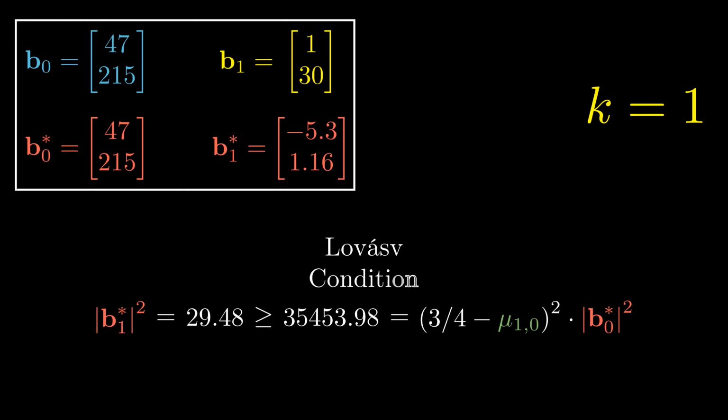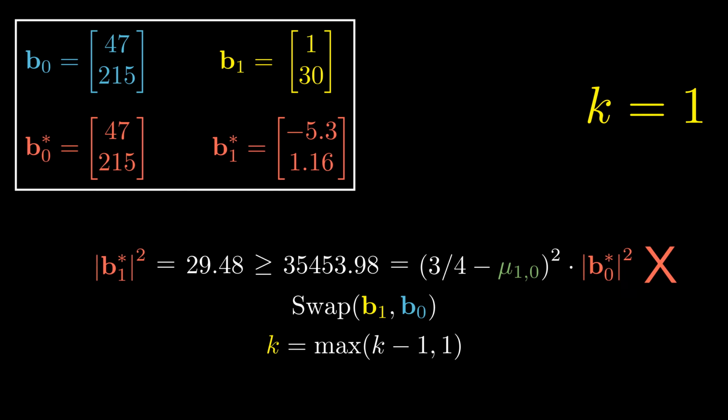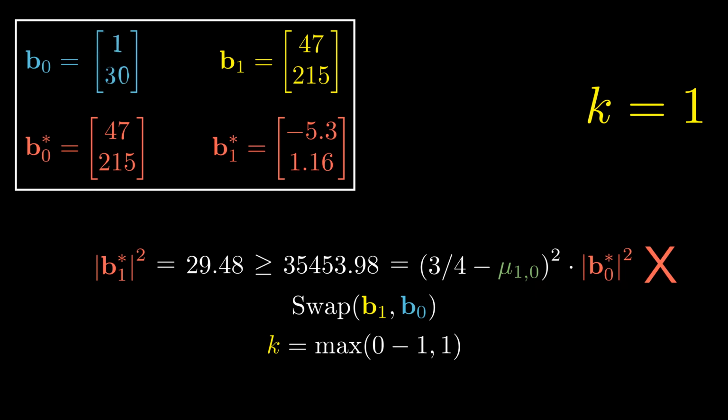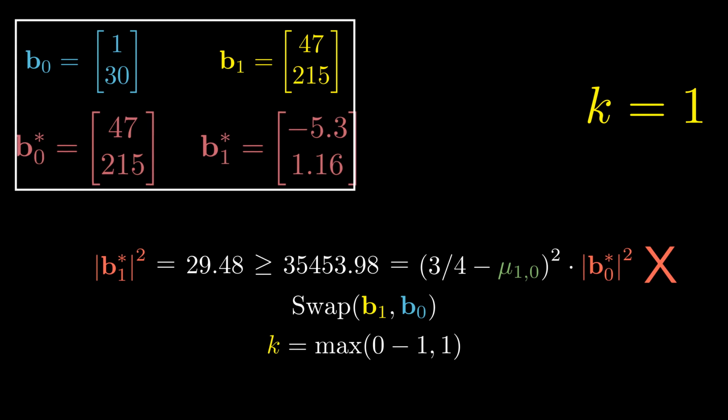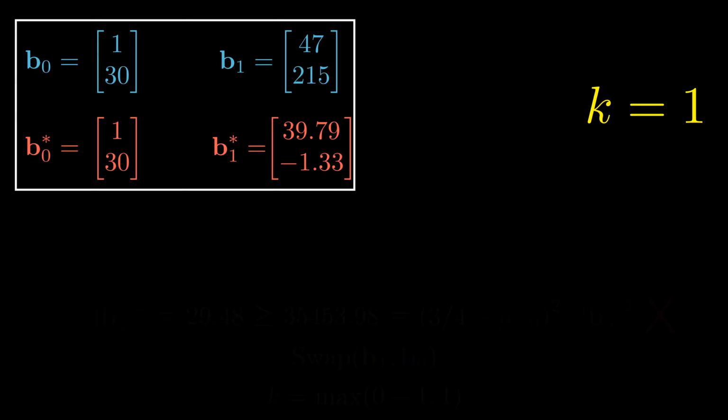We then go on to check the Lovasz condition, which is likewise not satisfied. We then prepare to swap our working vector with the previous basis vector, and we set k equal to a max of k minus 1 and 1. Because we have just updated our basis, we must now recompute the Gram-Schmidt parameters. Even though k remains unchanged, this has completed one pass through the outermost while loop on our algorithm.